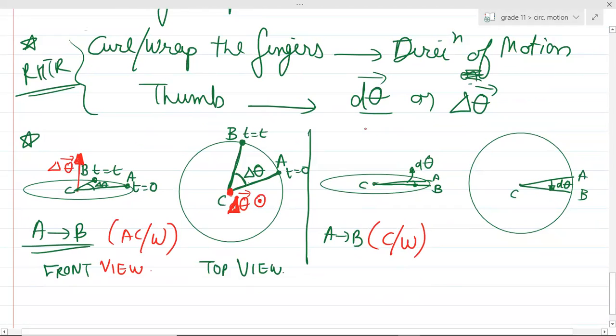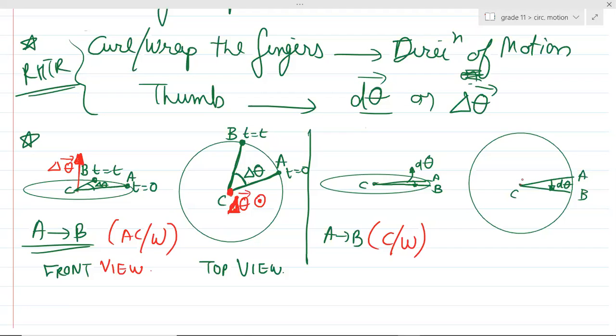Again, this was the same thing, front view. Can anyone tell me, if you apply the right hand thumb rule from A to B, where exactly your thumb will be pointing? Will it be pointing into the plane, or towards you, or away from you? Tell me. In this case, will it be pointing towards you, or away from you?